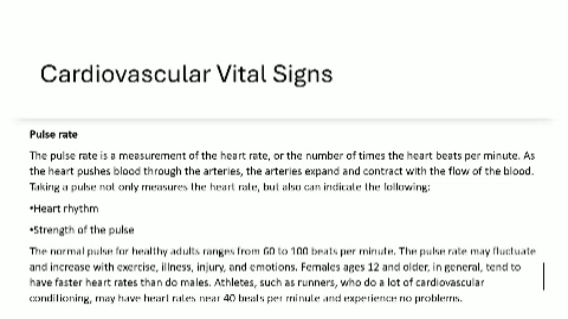Females ages 12 and older in general tend to have faster heart rates than males. Athletes such as runners who do a lot of cardiovascular conditioning may have heart rates near 40 beats per minute and experience no problems. Okay, these are the cardiovascular vital signs.